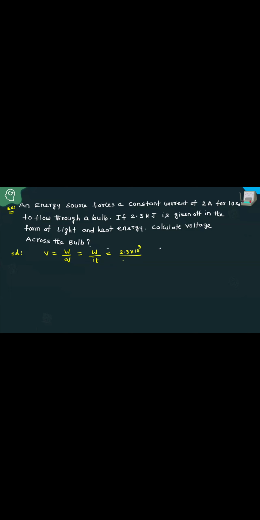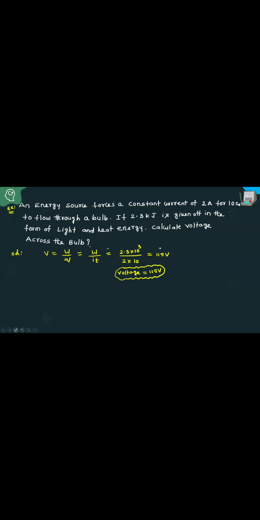What is the current, friends? Current is 2 amperes. How many seconds? 10 seconds. Then what is the voltage? Anybody? Approximately you can get 115 volts. Is it correct? Voltage equals 115 volts. Now to calculate the voltage across the bulb, voltage equals 115 volts.